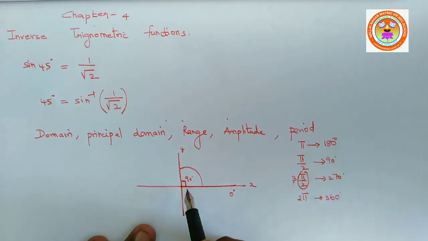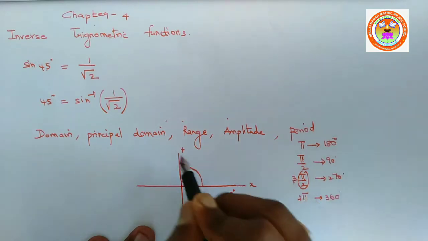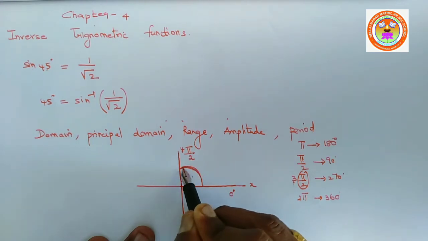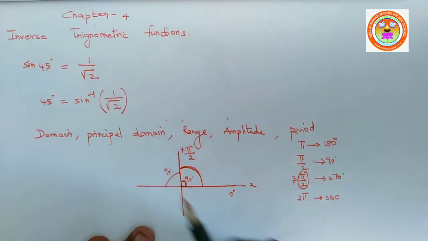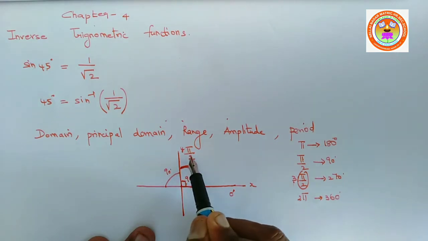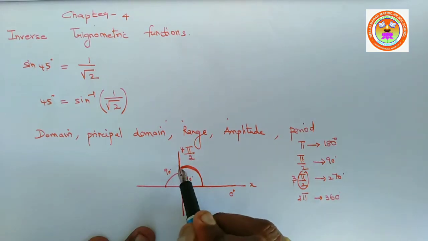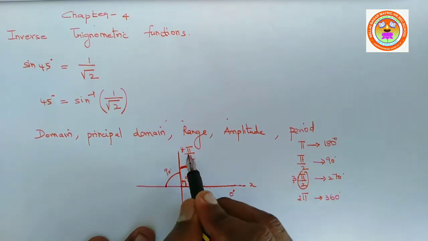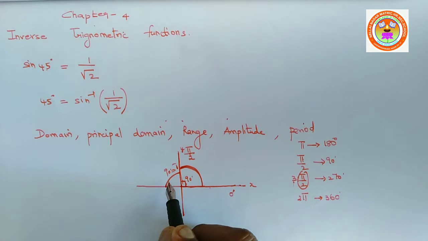From 0 degree on the x axis, it travels 90 degree to the y axis, which we write as pi by 2. Listen very carefully: from x axis to y axis it travels 90 degree, so 0 plus 90 is 90, pi by 2. From pi by 2 it travels up to the minus x axis, another 90 degree. So it is pi by 2 plus pi by 2, which is pi.